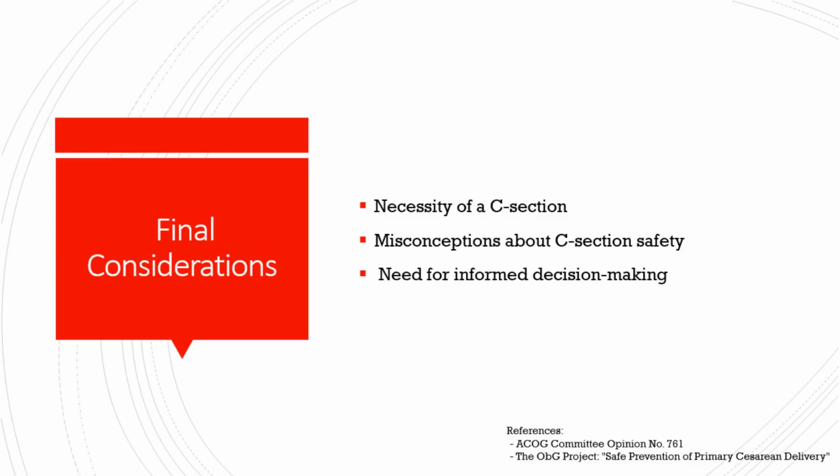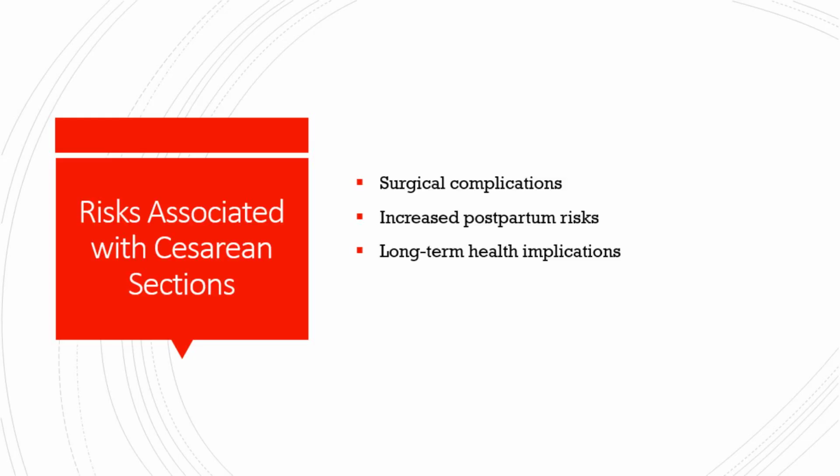Ultimately, the necessity of a cesarean section must be clearly established. Misconceptions about C-sections being a safer alternative to a vaginal delivery can lead to unnecessary surgeries. Informed decision-making is essential in obstetric care. Cesarean sections carry risks including surgical complications such as heavy bleeding, infection, and injury to surrounding organs like the bladder and bowels. They can also be associated with increased postpartum health issues such as surgical site infections. Awareness of these risks is vital for both healthcare providers and patients when considering delivery methods.